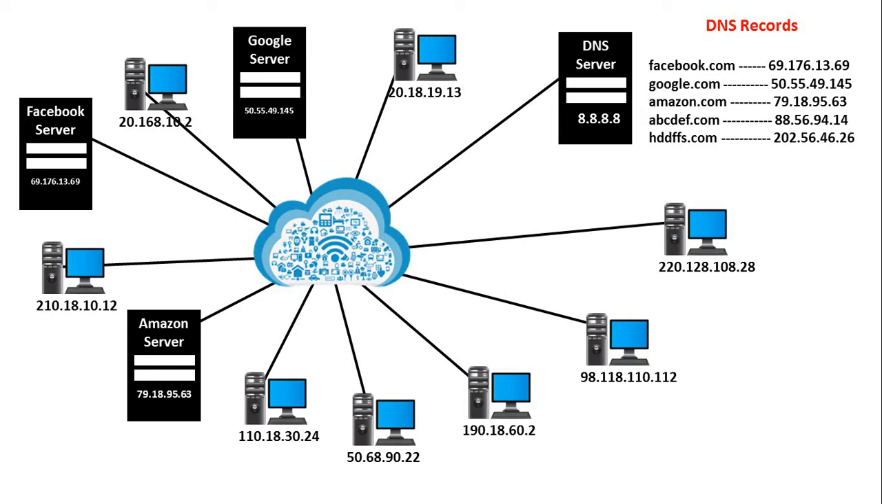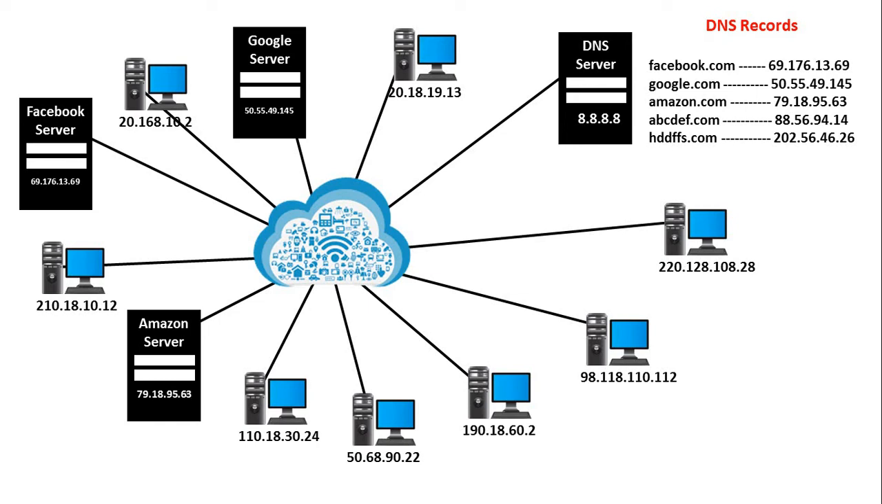Now a client will first access the DNS server. The DNS server has a database pool where all the domain names are written along with their associated IP addresses. Now if the user types facebook.com in the browser, the request will first go to the DNS server. The DNS server will check the database and find out that the IP address for the request, facebook.com, is 69.176.13.69. Then after knowing the IP address, this IP address as a response will be passed to the client.